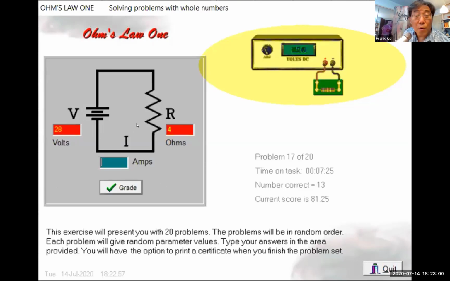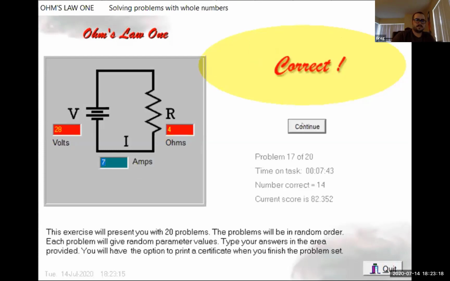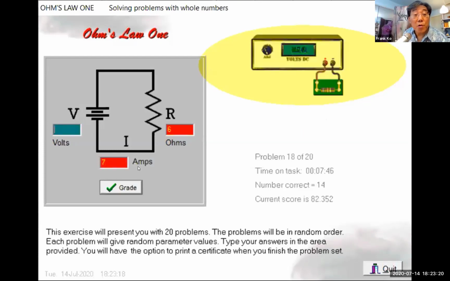We have 28 volts at 4 ohms. Question goes to Greg. 28 volts at 4 ohms. What's my current? Unmute your microphone, Greg. 7 amps. 7 amps. Let's click that. It loves it. And we're almost home.